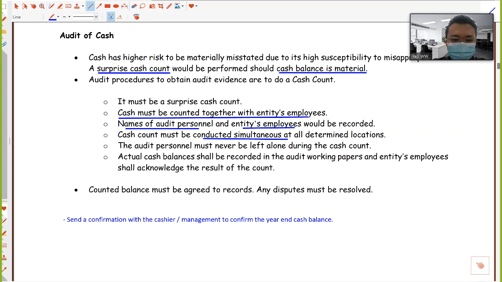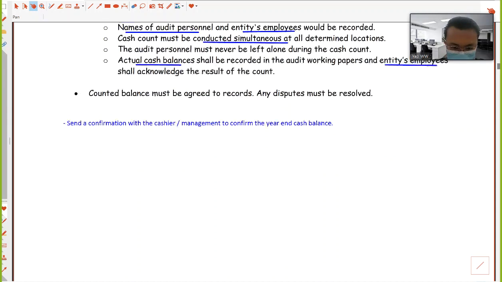Actual cash balances shall be recorded in a working paper. The entity's employee has to sign it. So these are the audit procedures that we do. In chapter 9, we ran through the cash and bank system. This is what we can do for the cash count. So in case the exam asks you for deficiencies in internal control, you can comment on some good controls from here.